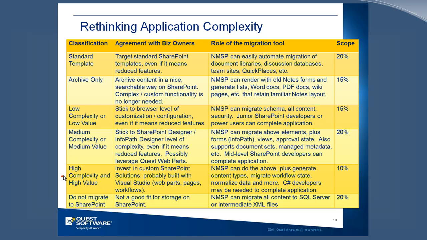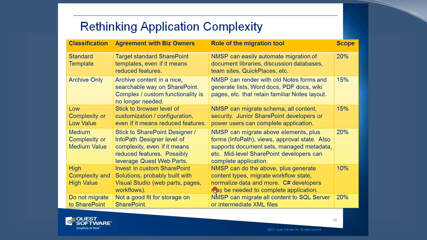Now, the high level complexity, these are the ones where you're deciding, okay, this application is worth it. So notice I say high complexity and high value here. This application is complex and it's worth rebuilding using Visual Studio, building custom web parts, building custom pages, building custom workflows in Visual Studio. And so this is where you're going to bring in your C# developers and so on. And you're going to be doing things like doing probably a lot more work with content types, which our tool can do. The content type generation can migrate workflow state.